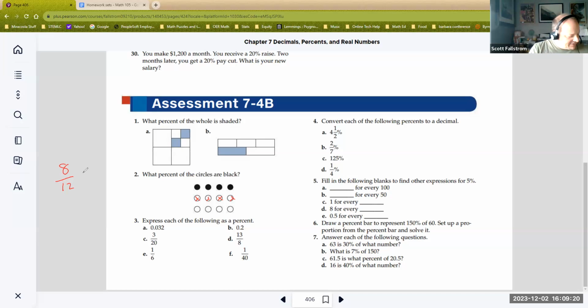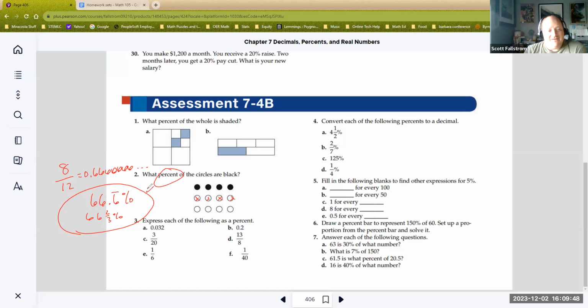If I grab my calculator, 8 divided by 12 turns out to be 0.666666666 forever. And so if I was writing what percentage that would be, I could move the decimal 2 places and I could say 66.6%, or I could write it as 66 2/3%. But I'm asking you not to round. If it says what percent, give me the exact percent.